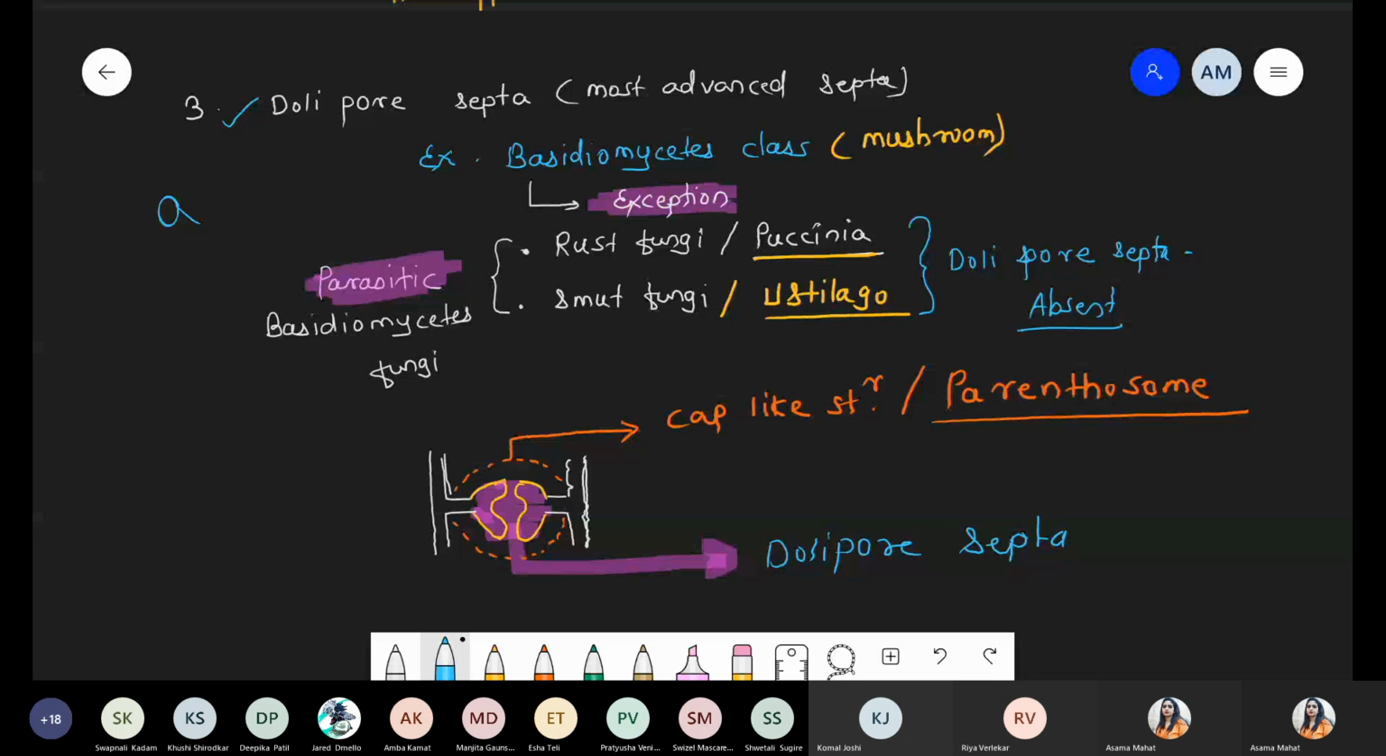So now the next part we are talking about is the structure of the fungi. These are some basic properties: we discussed habitat, nutrition, body structure. Now we have discussed the types of mycelium, and today we discussed the types of septa. The next part we are talking about is the cellular structure of the fungi.